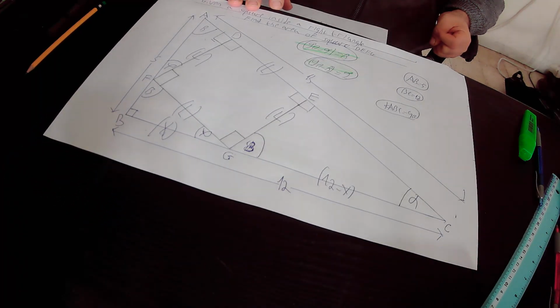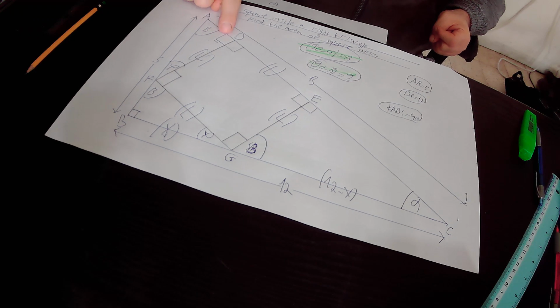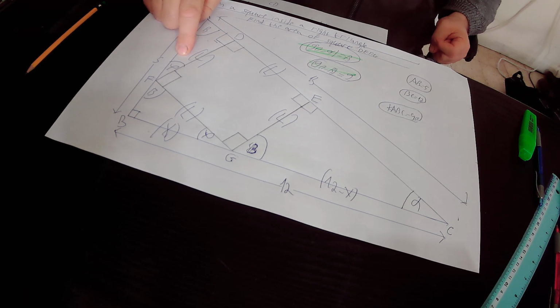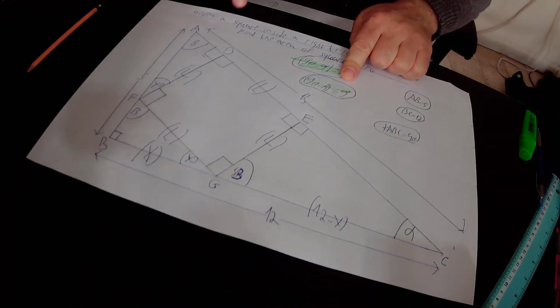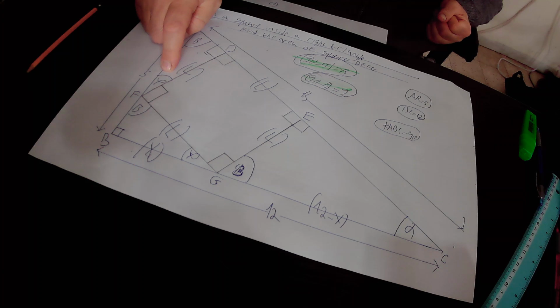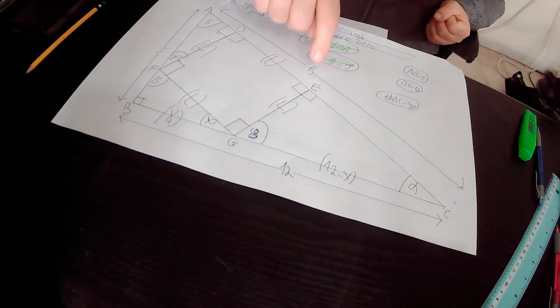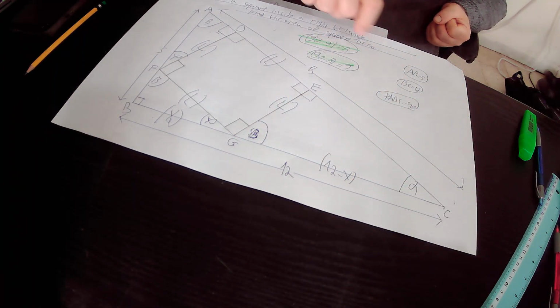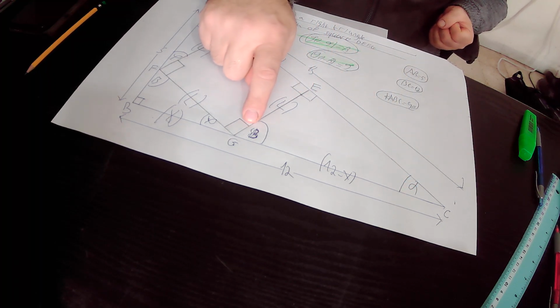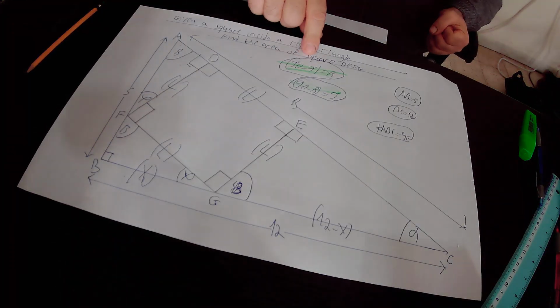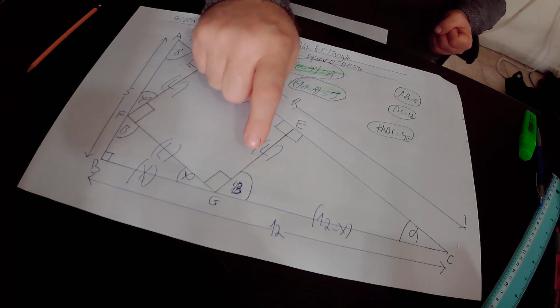So in the right triangle ADF, this angle equals beta, this angle equals 90 degrees, therefore the missing angle must be equal to 90 degrees minus beta. But 90 degrees minus beta equals alpha, therefore the missing angle must be equal to alpha. Likewise, in the right triangle EGC, this angle equals alpha, this angle equals 90 degrees, therefore the missing angle must be equal to 90 degrees minus alpha. But 90 degrees minus alpha equals beta, and therefore the missing angle must be equal to beta.